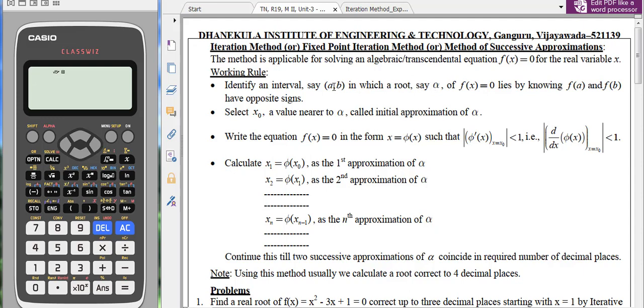By identifying this interval (a, b), we go for selecting a point of this interval which is nearer to the actual root alpha as the initial approximation of alpha. We need to select this initial approximation, denoted by x0, as a value which is nearer to alpha. If we know that the actual root alpha is nearer to the left end of the interval (a, b), then x0 is to be selected as a value nearer to a, the left end of the interval.